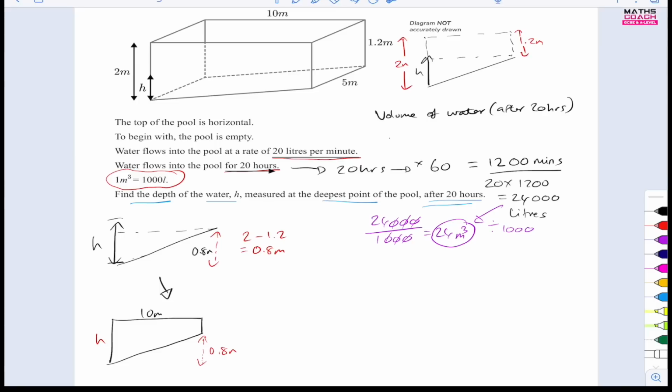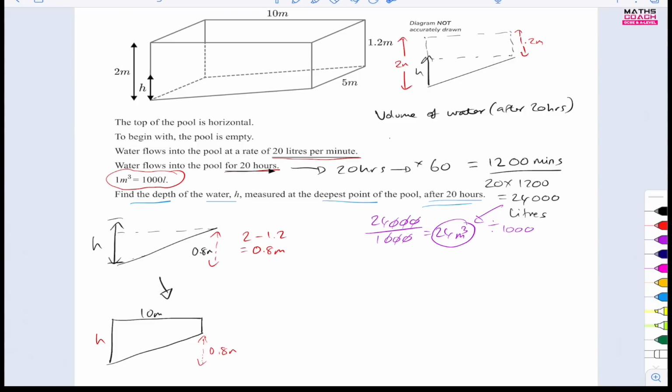Okay. So what we are doing here is we are working out the area of this cross section. Then we're going to multiply it by the 5, which is the width that way, and that will give us the total amount of the volume. And we know the volume is 24, so therefore we can use that to find H afterwards. Okay, so bear with me. Hopefully you've understood what I've done so far.